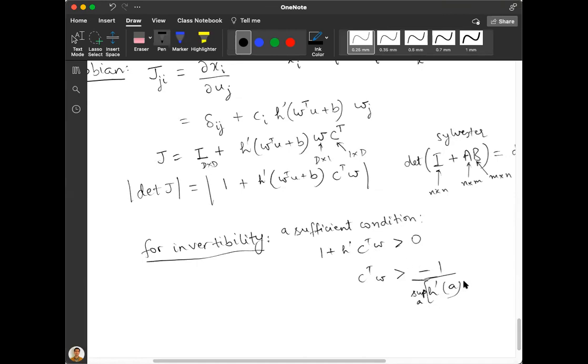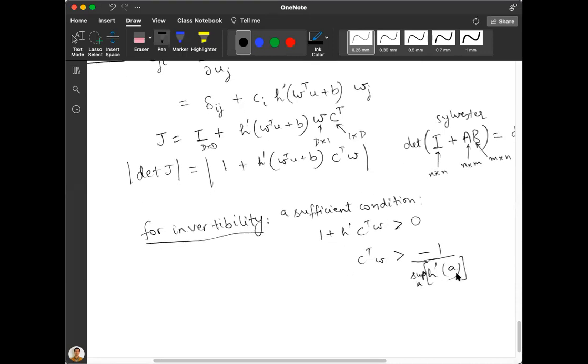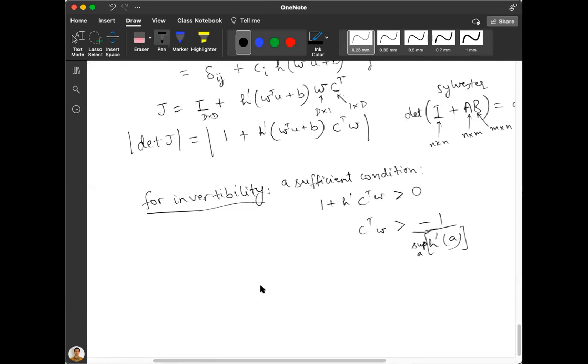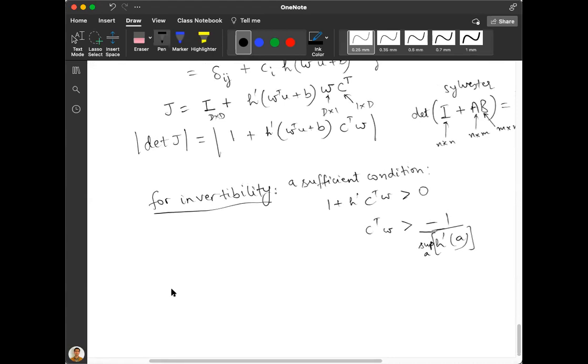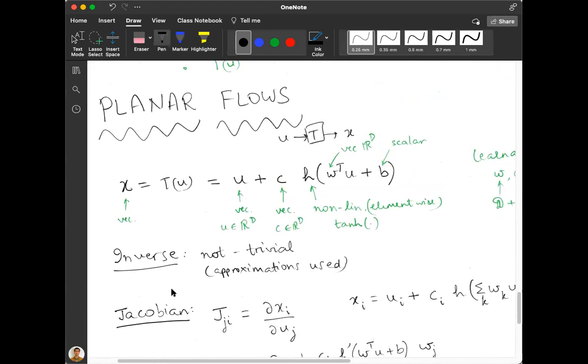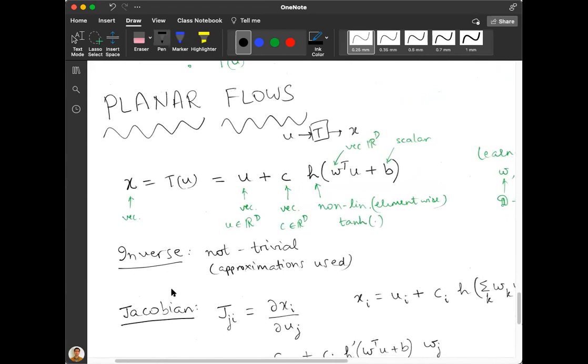Is that clear? This is just a very easy condition to derive. It's not the necessary condition. There can be some other conditions when the Jacobian is invertible, but this is just one of those conditions. It's a sufficient condition. Okay, that's it. This was all about the planar flows. Does anybody have any questions here?